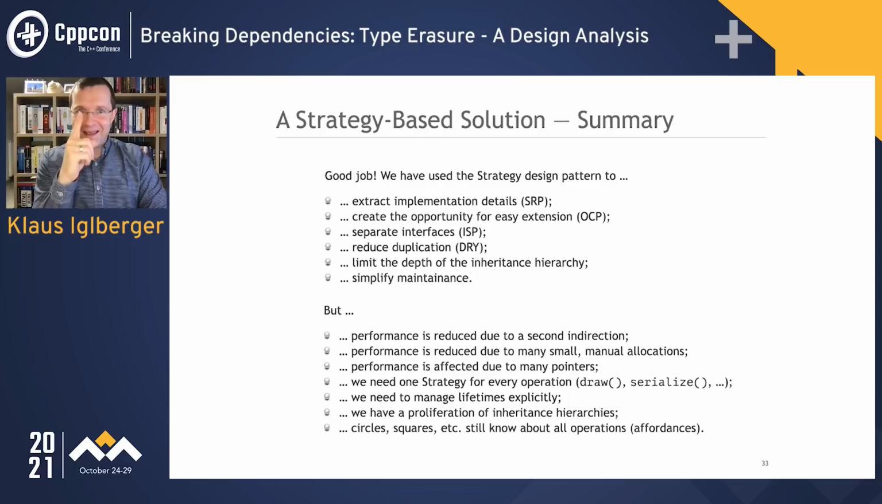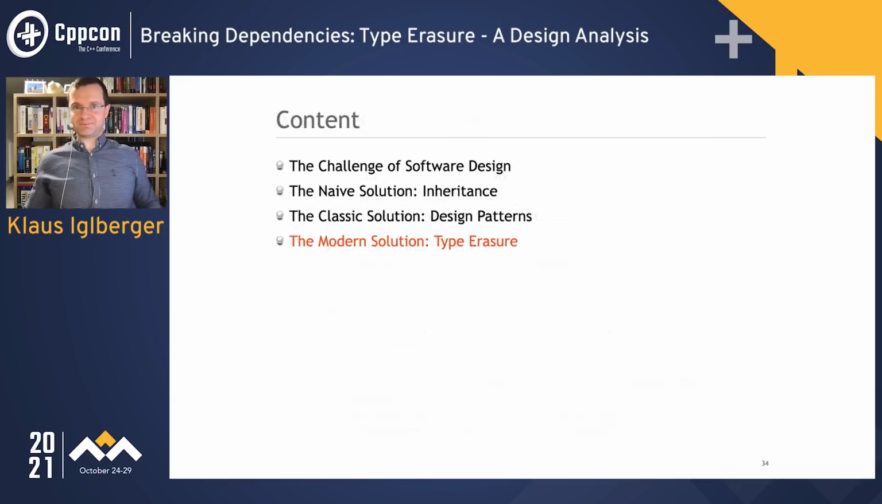Now, there is a better solution. A solution that actually achieves exactly the same thing from a dependency point of view, but even better. A solution that does the same thing as strategy, but also actually solves the lower aspects. And that now, of course, is type erasure. So I do assume that you've heard about this before.